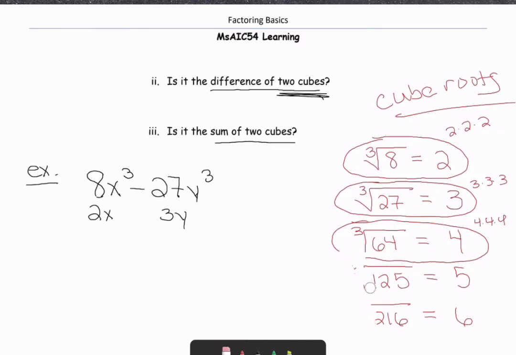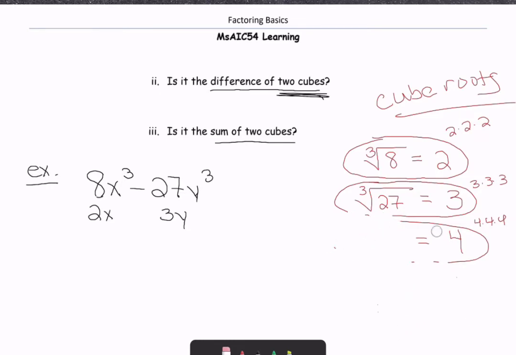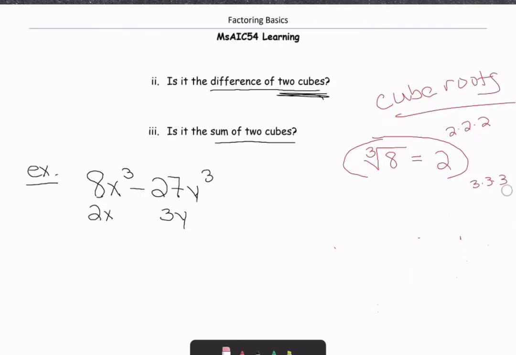So let me erase this. I want all this to go away. And while I'm erasing this, let's think about the rule that we need to use here. So there's 2 rules that we need to use when we're talking about the difference of cubes and sum of cubes. It's a formula. And depending on if you have a plus or a minus sign, will tell you what formula to use.